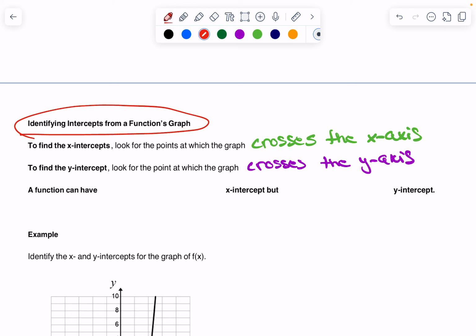And a function can have more than one x-intercept, but at most one y-intercept. It's not a function if it has more than one y-intercept. It fails the vertical line test because the y-axis is a vertical line.